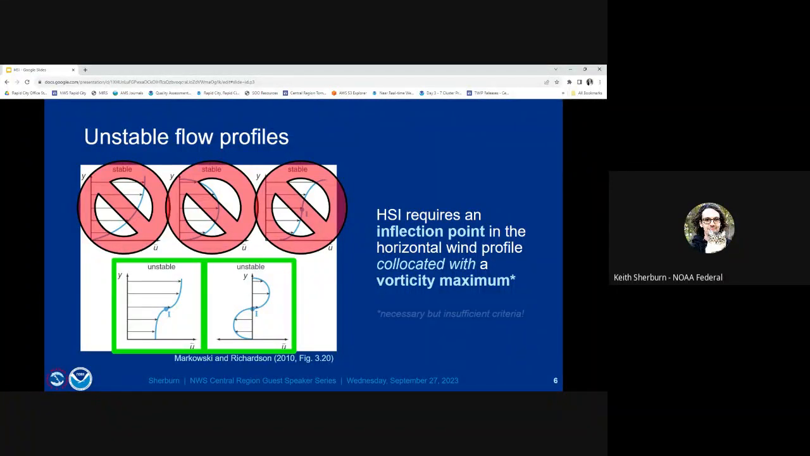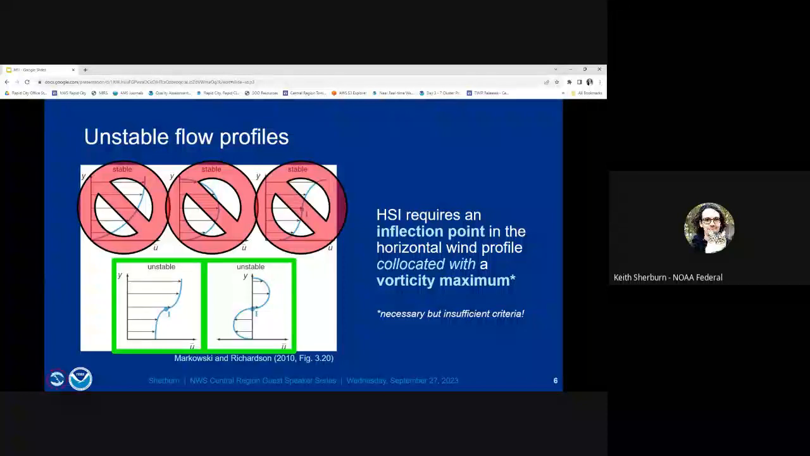But don't forget that these criteria are necessary but insufficient for the release of HSI. So just because you meet the criteria does not necessarily mean that you will get horizontal shearing instability or the release thereof. Based on this initial look at some profiles that might be conducive for the release of HSI, you can get the sense that these criteria are commonly met along interfaces that separate different air masses, like outflow boundaries, cold fronts, etc.